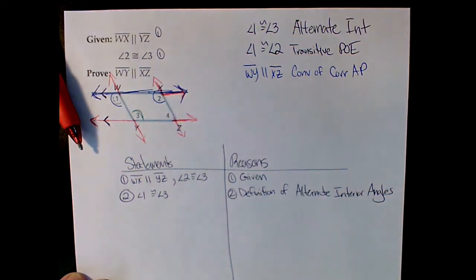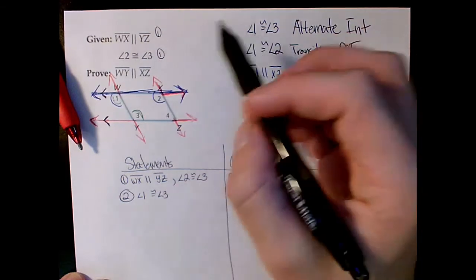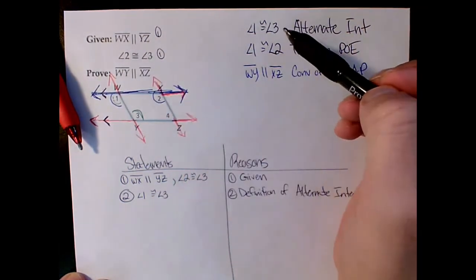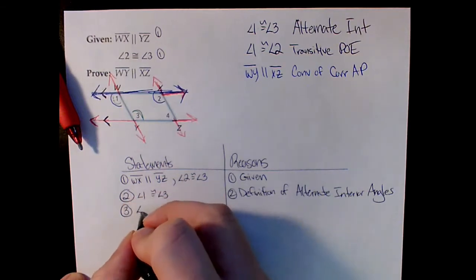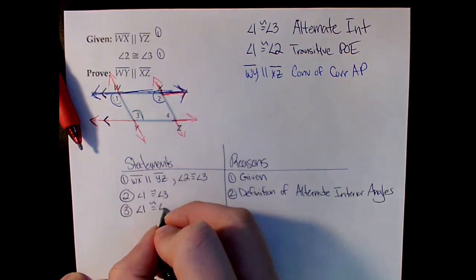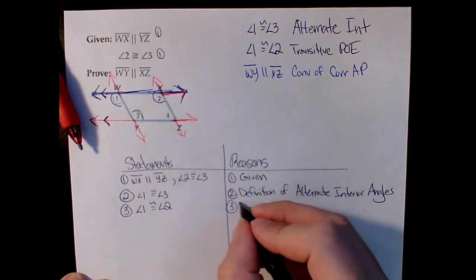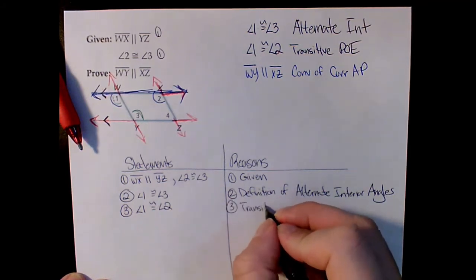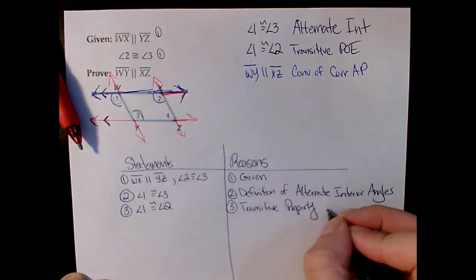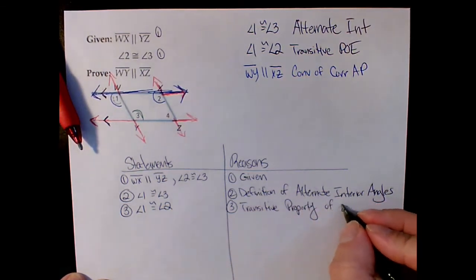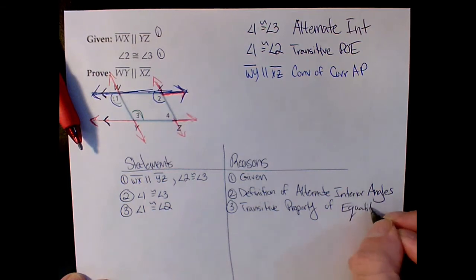It's probably also called like the alternate interior angle postulate, something along those lines. But I already wrote that out, so you can't stop me. If 2 equals 3 and 1 equals 3, then 1 equals 2 by the transitive property of equality. So angle 1 is congruent to angle 2. Transitive property of equality.